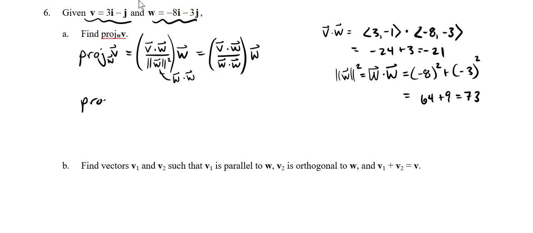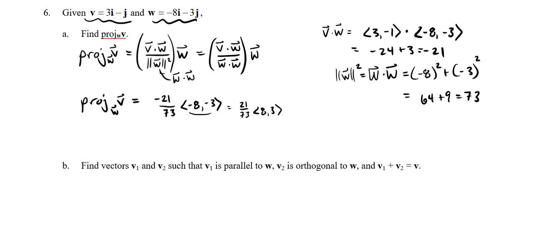So let's put it together. The projection of V onto W equals V dot W, which was -21, over W dot W, the magnitude of W squared in other words, which is 73, times vector W. Vector W itself was (-8, -3). You could leave it just like that. That's perfectly fine for a final answer. If you wanted to factor a negative out of here, you could just call this 21/73 times (8, 3). Okay.